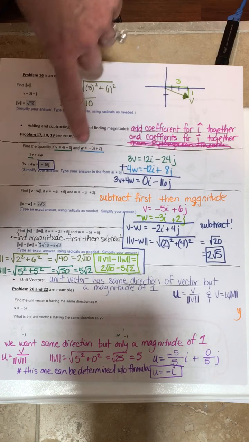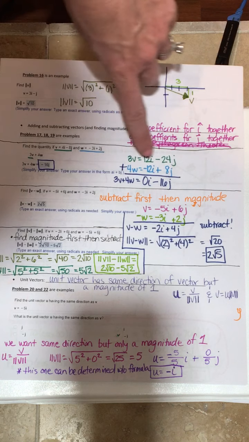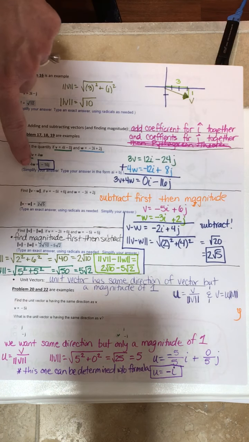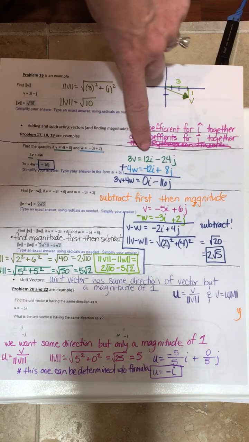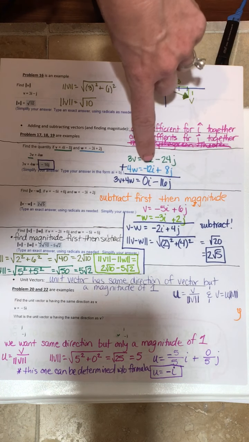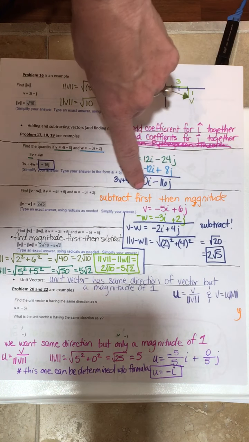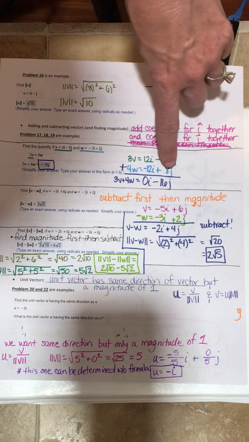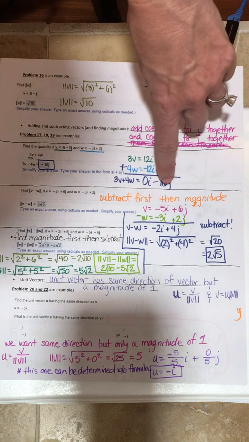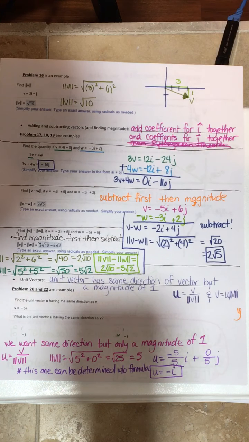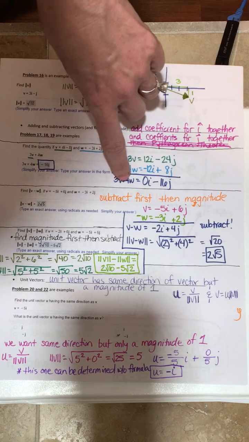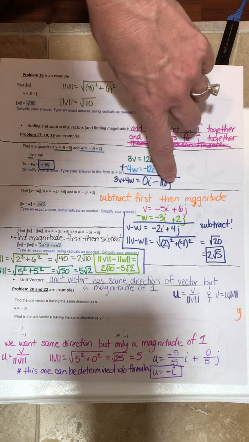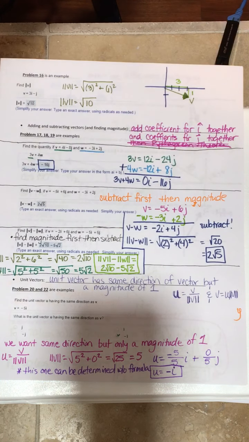Then I find 4w. So I multiply everything by 4. 3 times 4 is 12. 2 times 4 is 8. And then I add them together. So my i's, I have a 12i minus a 12i, so I get 0i. Negative 24j plus an 8j, so a negative 16j. So my 3v plus 4w just turns out to be negative 16j in this case.